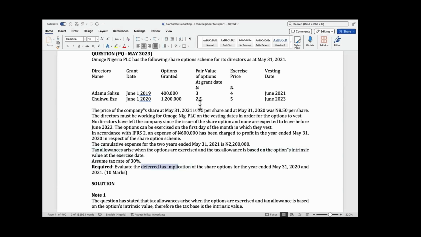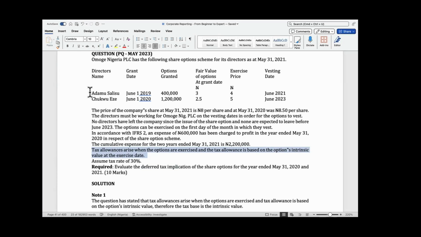This is why, as a practice, you should always read the requirement of the question first. I'm sure your lecturers will have told you that. Since I know that what they want me to do is deferred tax, this is what I've been looking for. What was the tax base? They have already told me that it's intrinsic value. So I know that I don't really need most of the other details. Now, let's calculate the deferred tax.